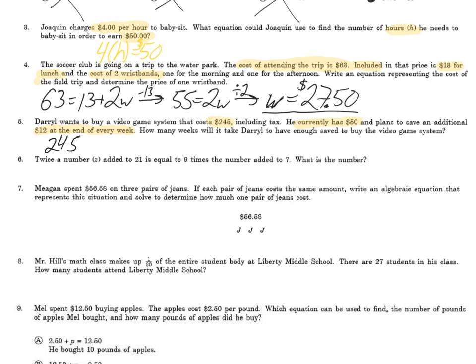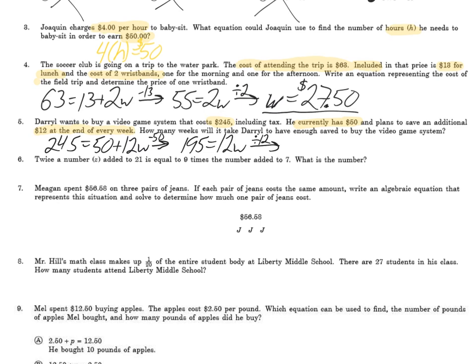So we know that 245 equals 50, so 50 automatically, plus the $12 per week. Let's go ahead and solve this. Very first thing, we're going to subtract 50 from both sides. That gives me 195 equals 12W. The next step, we're going to divide both by 12.